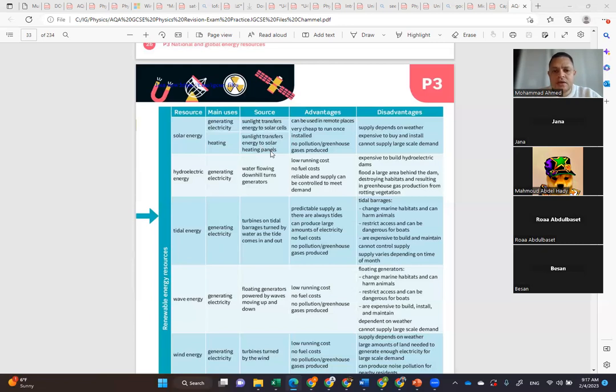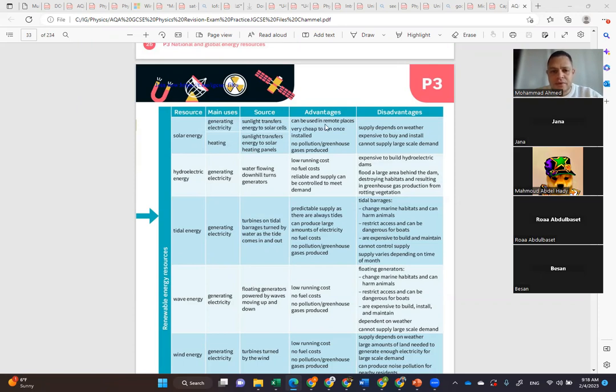There is another use of solar energy. So if you need to use solar energy for electricity, you have to build a solar cell to change the sunlight to electrical energy. If you need to use solar energy for heating, you have to build a solar panel, and the energy from the sunlight is converted from light energy to thermal energy. Advantage, I think you know what is the advantage of solar energy.